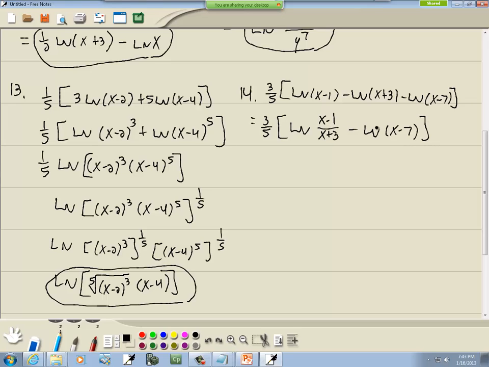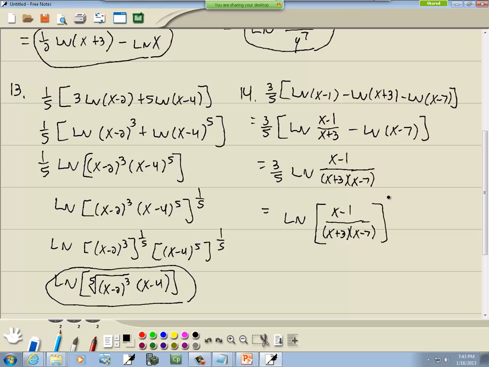Well, now we have log of something minus log of something, and subtraction becomes division. Now notice in this division I put the x plus 3 down below. Well, we'll do the same thing here. So this becomes x minus 1 over x plus 3 times x minus 7. And we got a 3/5 out in front, so we're going to take that and put it as our power. So we'll have natural log of x minus 1 over x plus 3 times x minus 7, all raised to the 3/5 power. Probably isn't beneficial for us to put that in radical form, so I'll leave my answer like that.